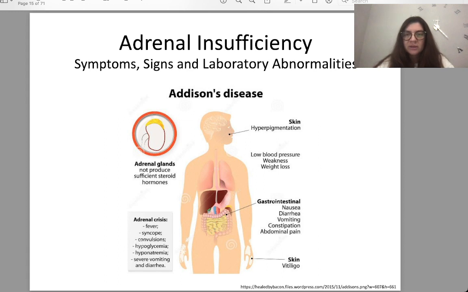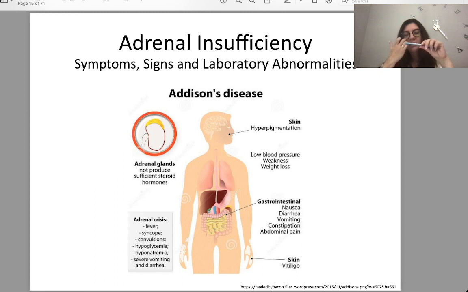It can be systemic features, one more time, like low blood pressure, weakness, weight loss. It's typical GI symptoms like nausea, diarrhea, vomiting, constipation, abdominal pain, and on skin it is possible vitiligo. Yes, on dark skin it can be places of depigmentation, local depigmentation.